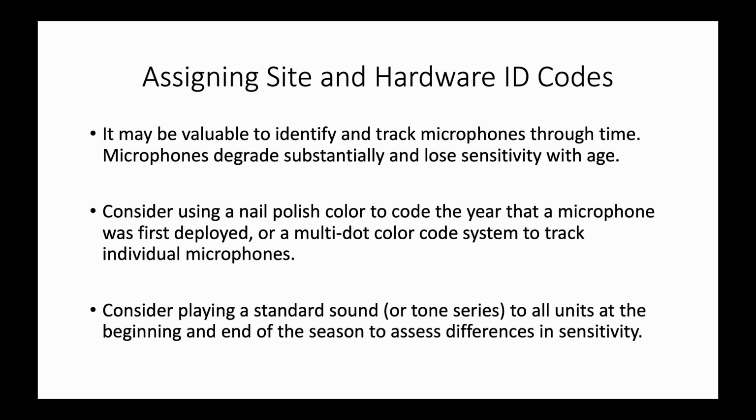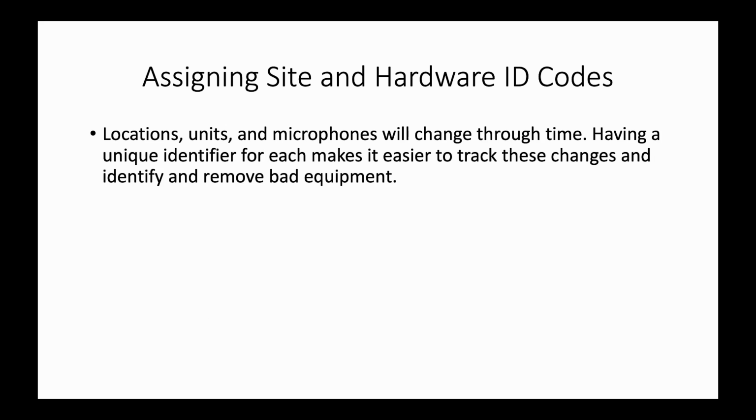You might also consider playing a standard sound or tone series to all units at the beginning and end of the season, at least to have a metric of differences in sensitivity. If you find individual units that are much more or much less sensitive, that can be cause for concern. Even if a project starts relatively simple, know that locations, units, and microphones are likely to change through time. Having unique identifiers makes it much easier to track these changes, and particularly to identify and remove bad equipment.